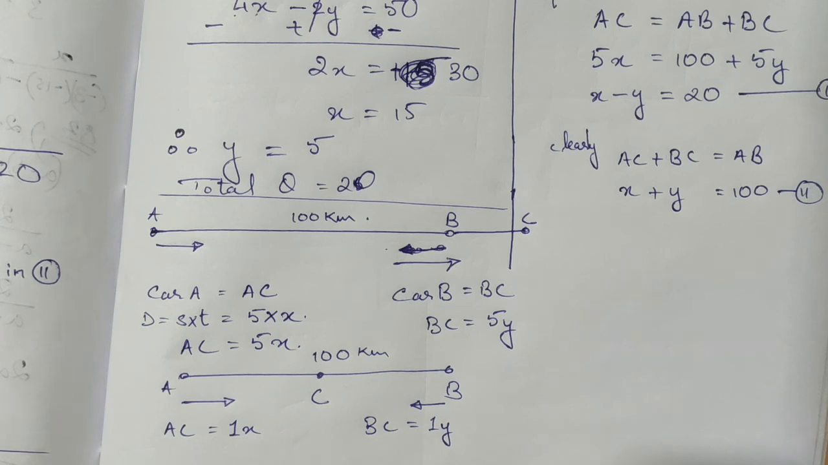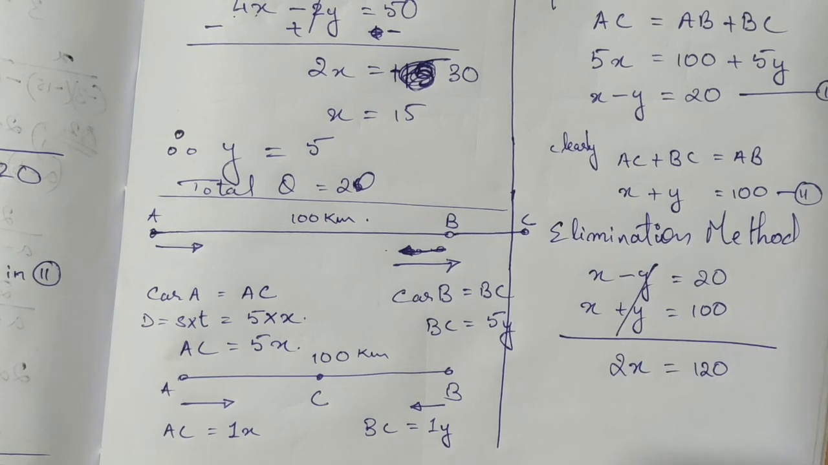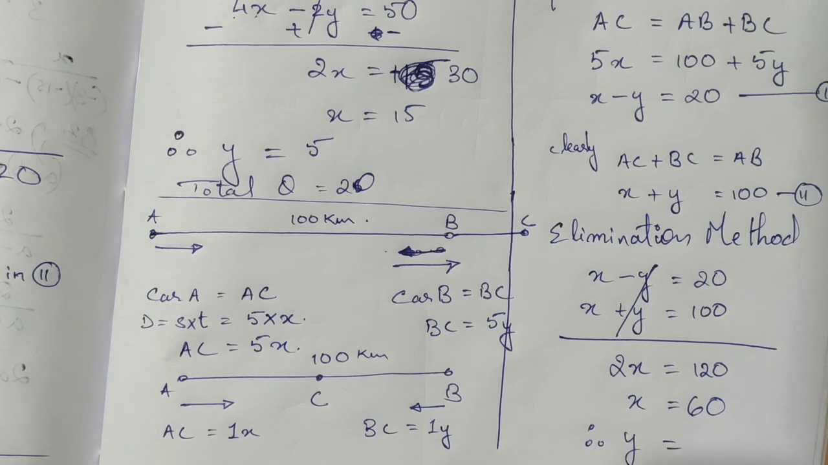Now we can solve this by any method. I'll go with elimination because y can be directly cancelled by adding the two equations. So x is equal to 60 km per hour, and y will obviously be 40 km per hour. Understood? If you are left with any doubt, please repeat the video once again. I am very sure that you will understand it more properly.